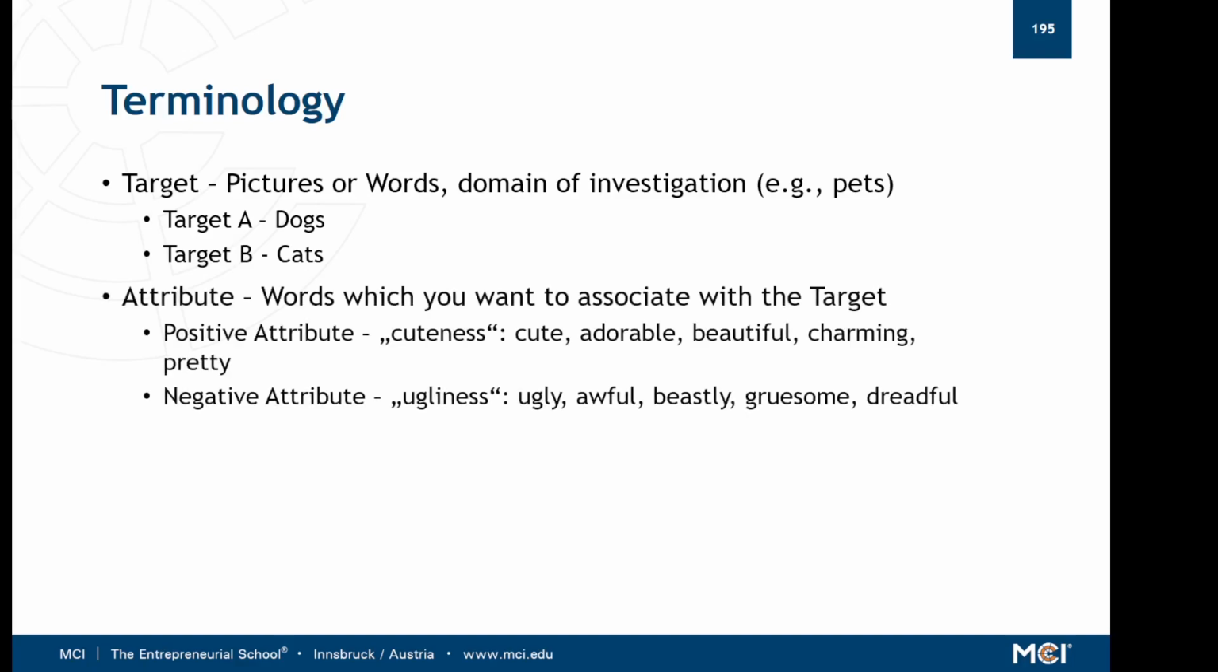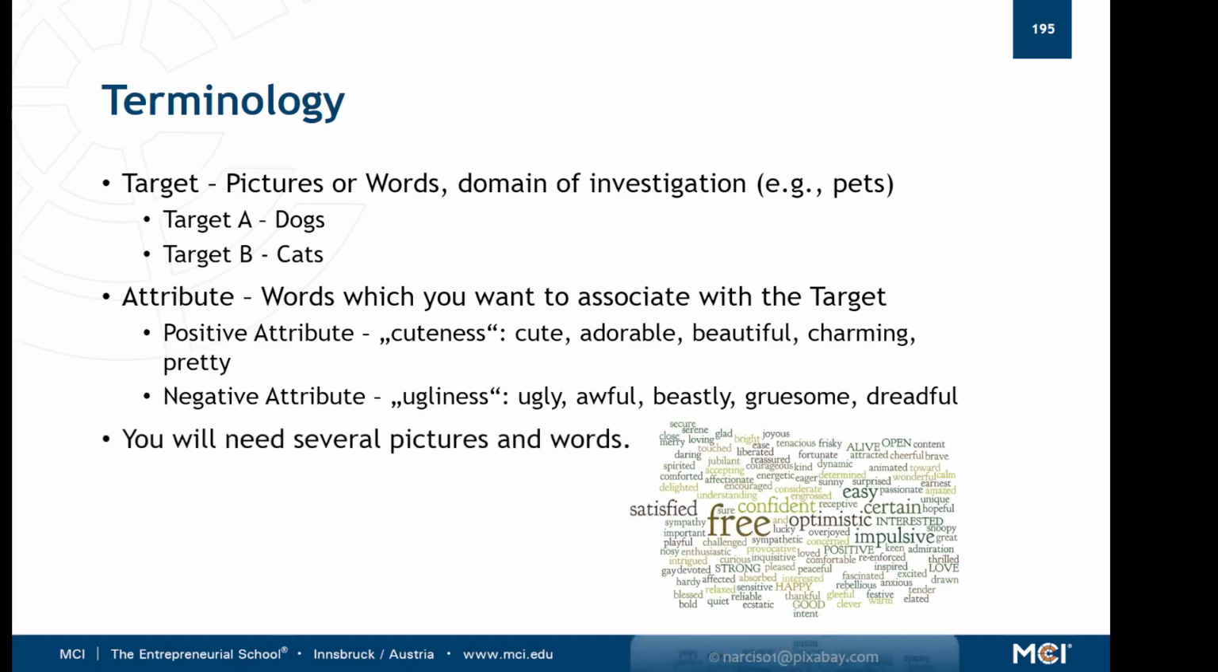And you have the attributes, the words that you want to associate them with. For example, the positive attribute, we call it positive attribute, although it's not about the positivity or negativity. So the positive attribute would be in this case cuteness, for example, cute, adorable, beautiful, charming, pretty. And the negative attributes would be the ugliness, and the words would be, for example, ugly, awful, beastly, gruesome, dreadful.